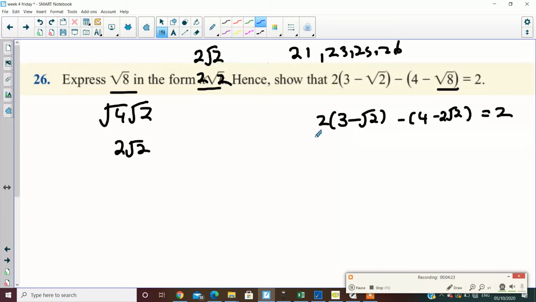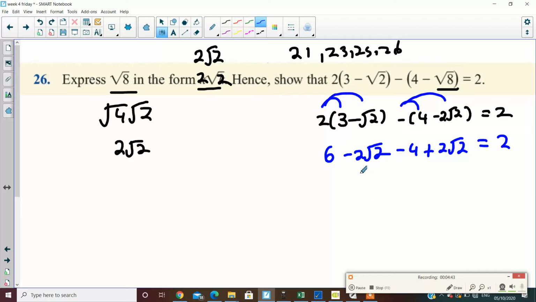Now what do you do next? 6 minus 2 root 2. There's a minus here. What does the minus do? Plus. Cancel. 6 take away 4. 2 equals 2. I showed that it was 2. Is that right? Okay. Now, let's move on.